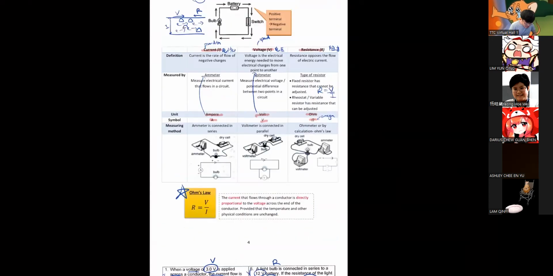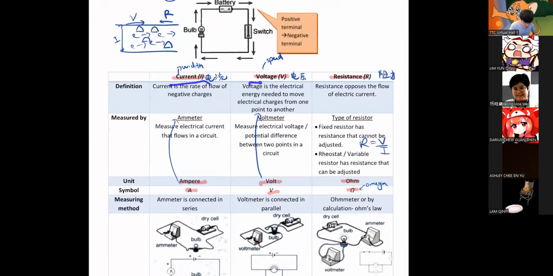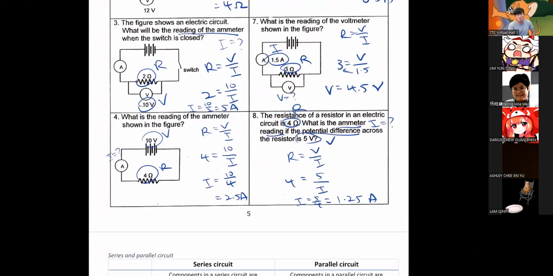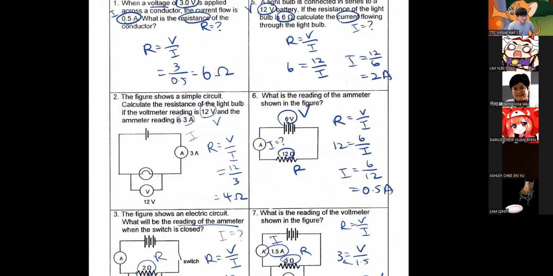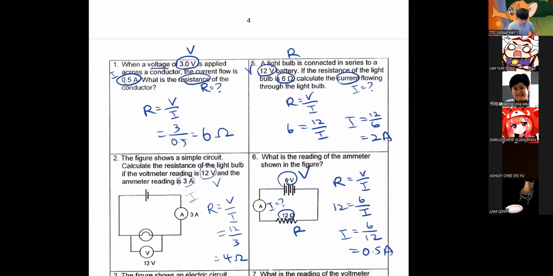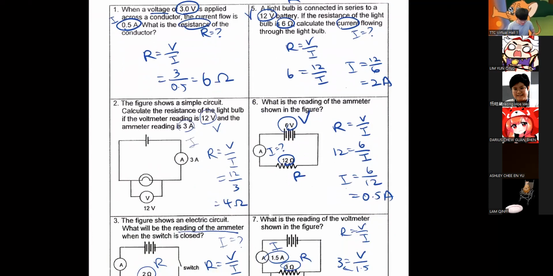Easy, easy. I hope you have no questions here. Even if you don't understand what current is, what voltage is, what resistance is, what width, what speed, I don't care. I just want you to know this formula. You can still do it. Even if you don't understand Ohm's law, you only know which letter stands for what, you can still do it.